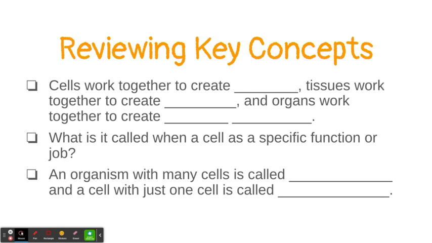The next one is, what is it called when a cell has a specific function or job? Sorry about my typo there. What is it called when a cell has a specific function or job? So answer that question. And then the last one, an organism with many cells is called blank, and a cell with just one cell is called blank. So fill those in, and then when you're done, you're done.